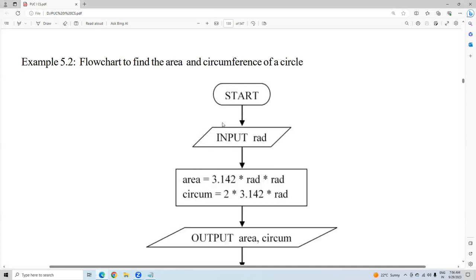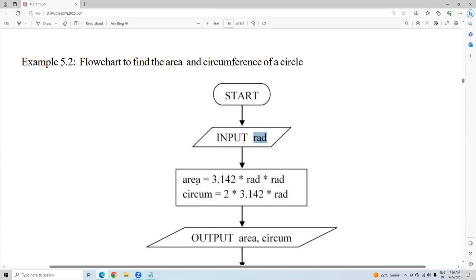So what do you do? Start, then the input symbol has been taken. Inside that input, RAD stands for radius they have written. And there is no rule that for radius you have to write RAD only. If you want to write completely or you write shortcut R also, it is left to you. There is no standard saying that for radius you have to write RAD only. You can write any name for this.